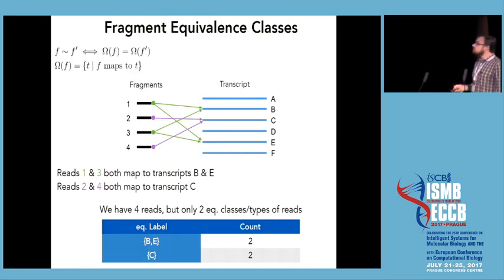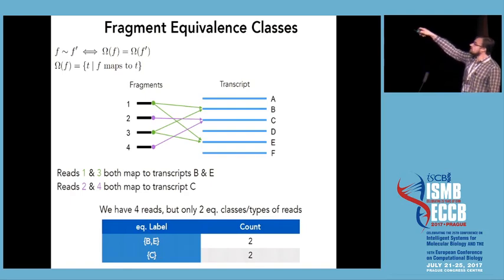This is to partition fragments into equivalence classes and to treat groups of fragments that map in the same way as one unit in the inference process, as sufficient statistics for inference. These equivalence classes are defined by an equivalence relation. It says two fragments F and F prime are equivalent if and only if they map to exactly the same set of transcripts. So here's a cartoon example.